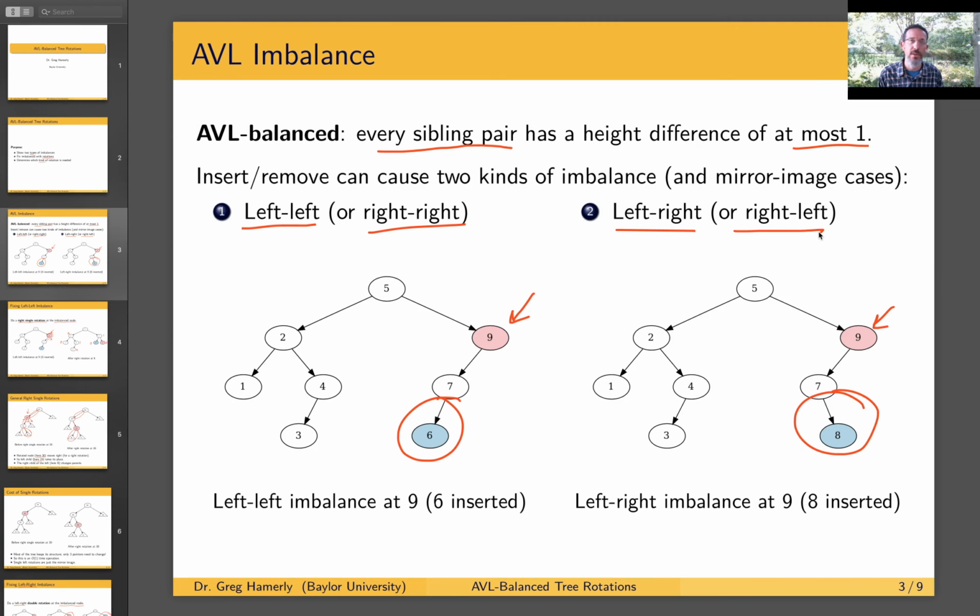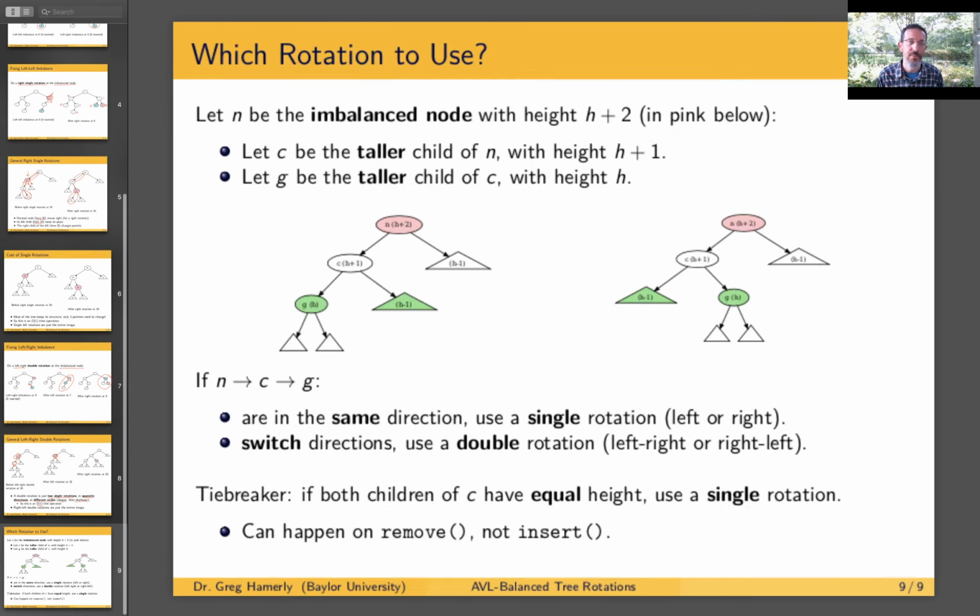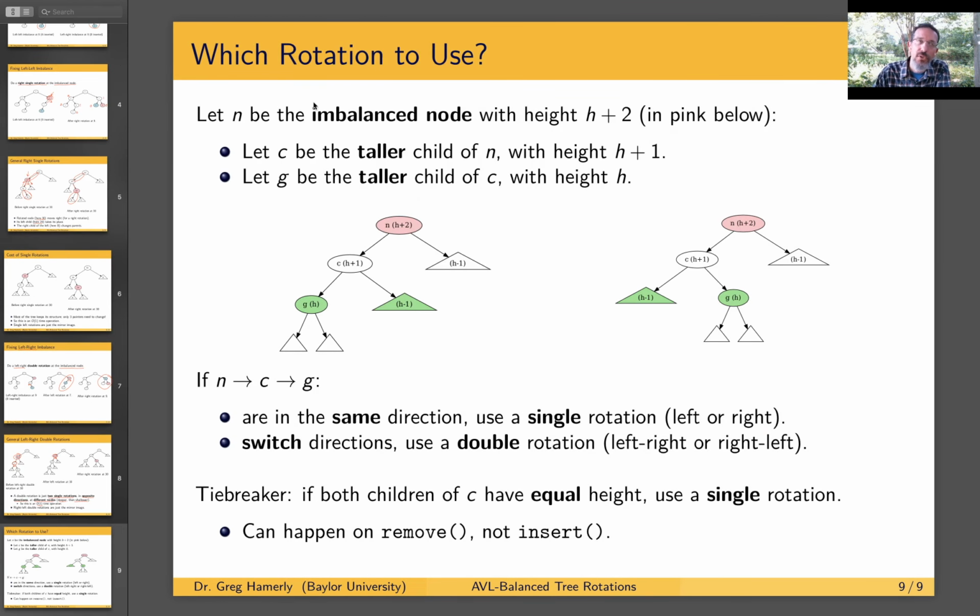Really, it's four cases, but it's two classes of cases. Here's the way that you should think about it, and I would suggest that you think very carefully about how this works, because the details here are pretty important. Let's suppose that n is the imbalance node. So here n is either this node or this node in pink, and let's suppose that it has height h plus 2 for our example, whatever h is.